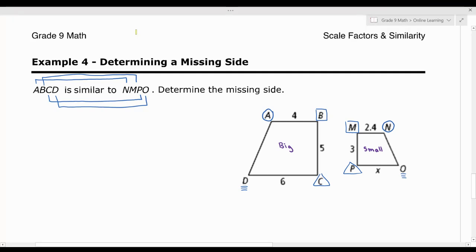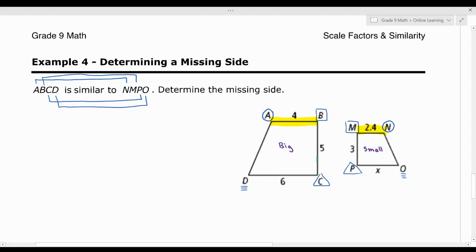So this time it might help to identify the sides that match. If I go from A to B, so I'm going from the circle angle to the square angle, that's the side length of 4. Now match that up with your second polygon. Find the circle angle, which was N, connect it to the square. So that means from A to B is the same as from N to M, this way. I'll keep going around.